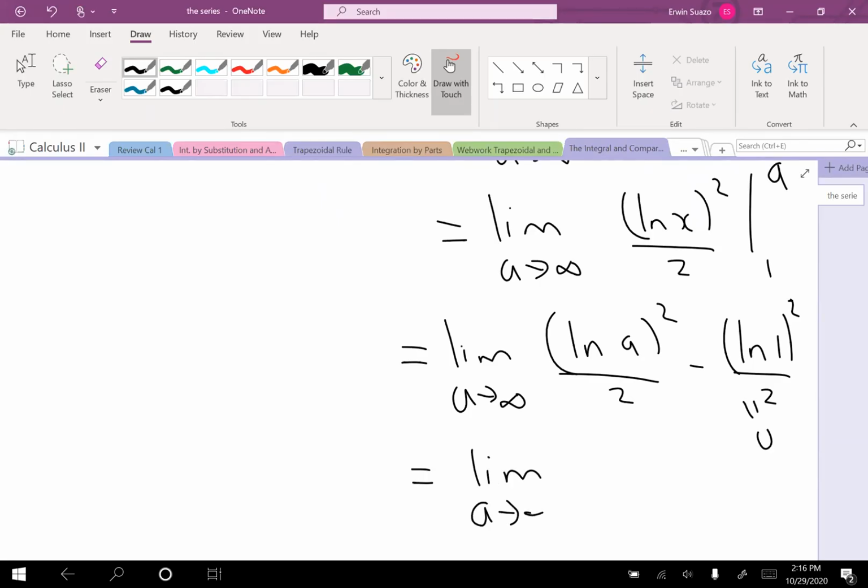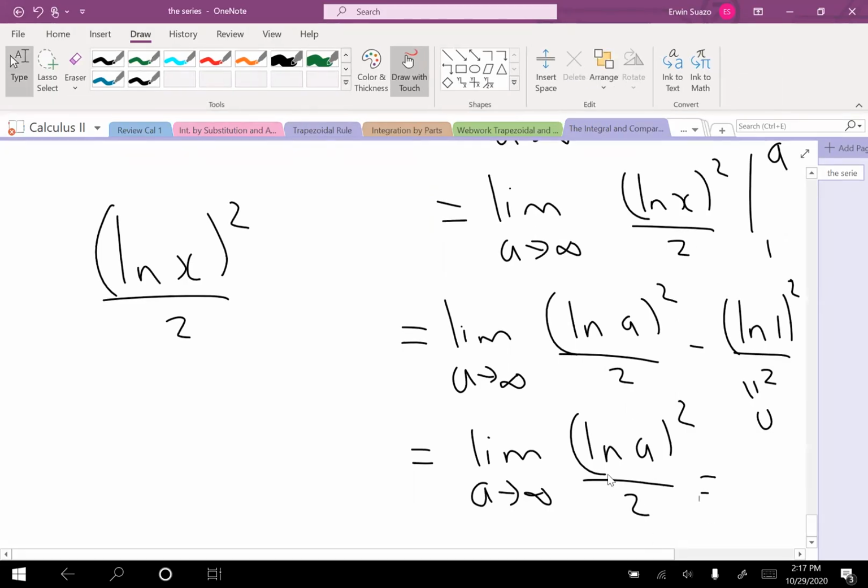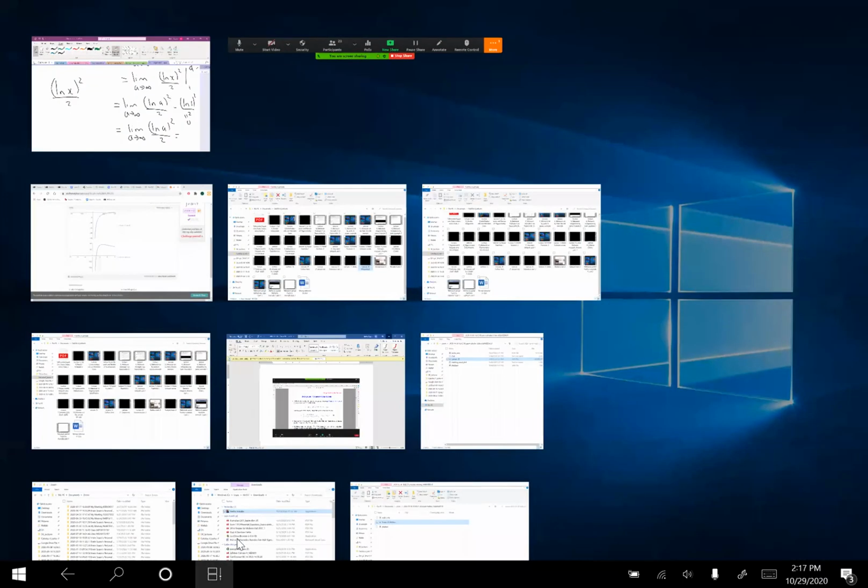So what is this limit? The limit as a goes to infinity of ln of a squared divided by 2. Where is this function going? If you don't know, you just graph it, okay? So graph ln of x squared divided by 2, and tell me where this function goes when a goes to infinity. You can just put a. Ln of a squared divided by 2. You can graph it using decimals.